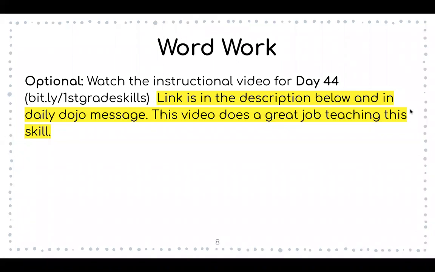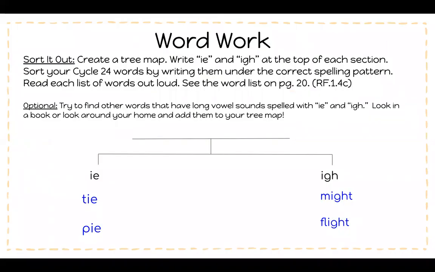Word work, you have an optional video for day 44. The link is in the description below and in your Daily Dojo message. For word work, you are going to create a tree map. You are going to write IE and IGH at the top of each section. Sort your cycle 24 words by writing them under the correct spelling pattern. Read each list of words out loud, and look at the word list on page 20.